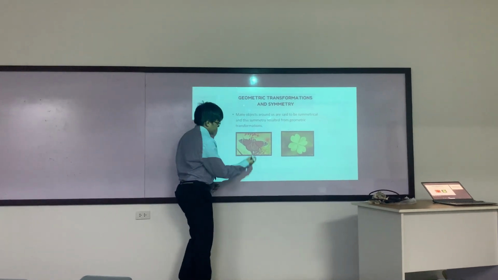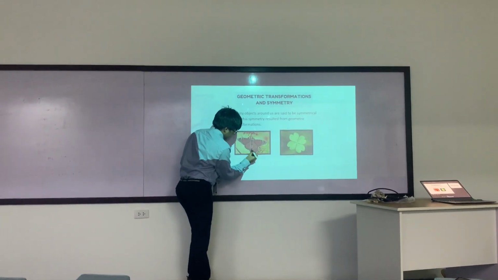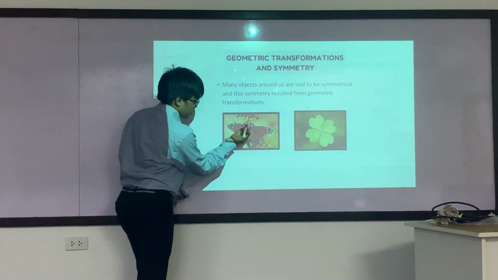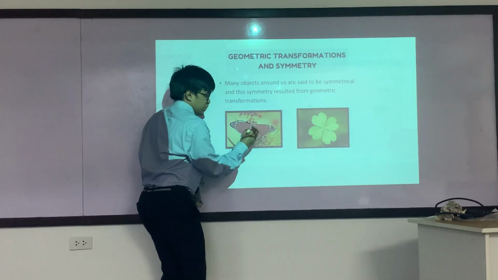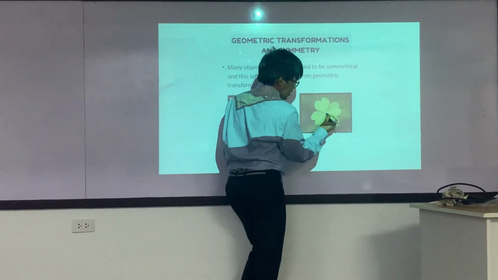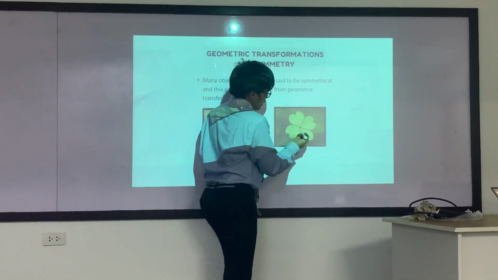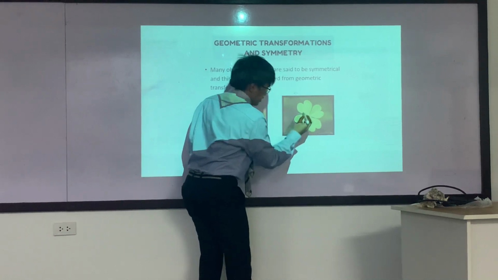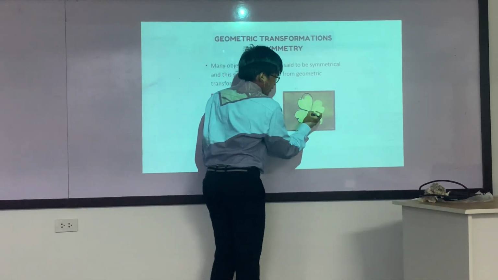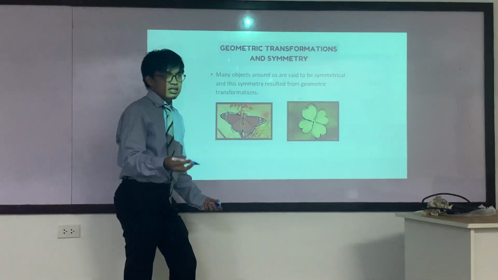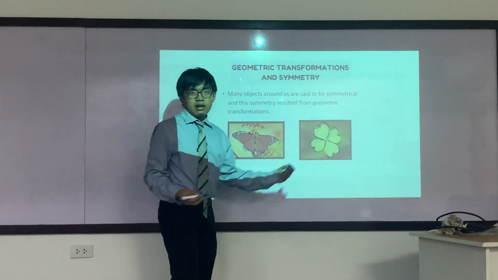Say, for example, this butterfly is symmetrical because this wing is just a reflection of this wing. Likewise, in this clover shape, this leaf is rotated around the middle to form a rotationally symmetrical shape.